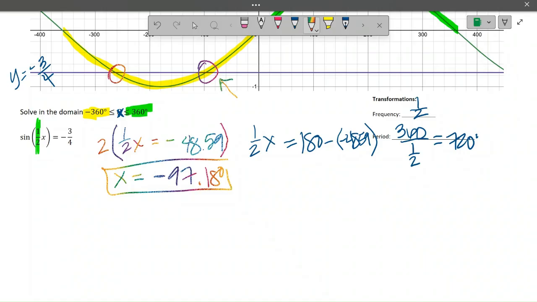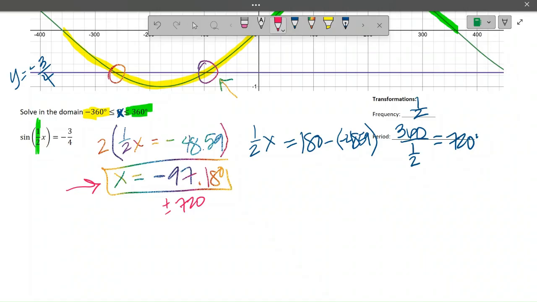All right, so here's the thing. At this point, I should check and see if I have any other solutions within my new period, which is 720 degrees. So if I add 720 to this value or I subtract 720 from this value, I get a value far outside of our domain. So that is not going to work. Okay, so this is my only solution, which we knew because we see the graph.